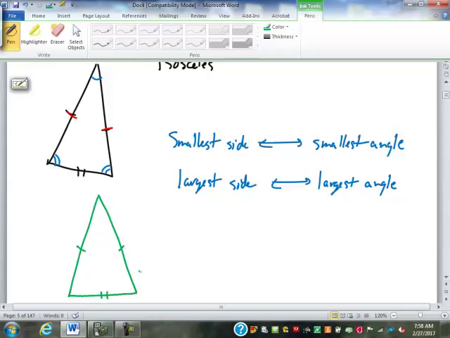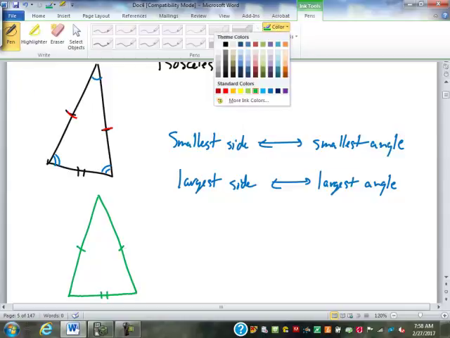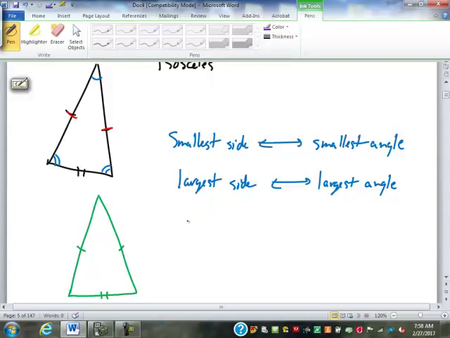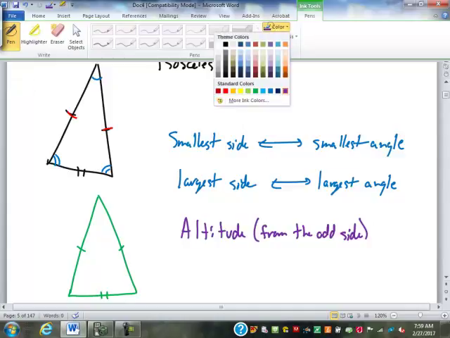So if I have an isosceles triangle like this, and I create what's called an altitude, I'm going to say from the odd side. The odd side means the side that's not equal. Just remember what an altitude is. Okay, an altitude of a triangle.